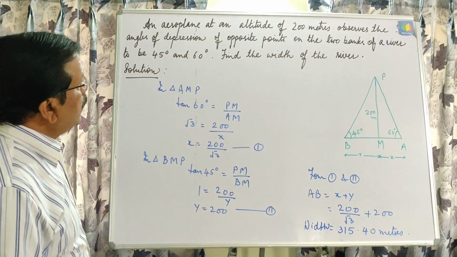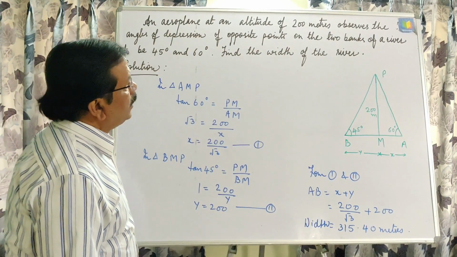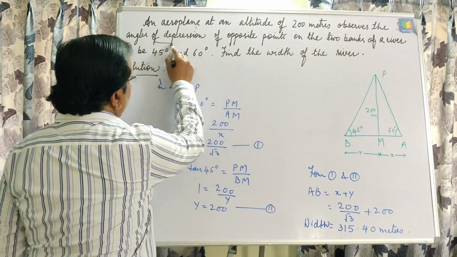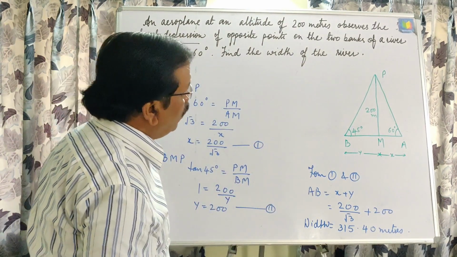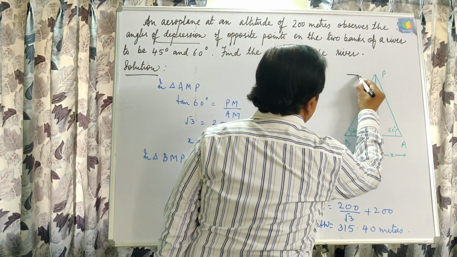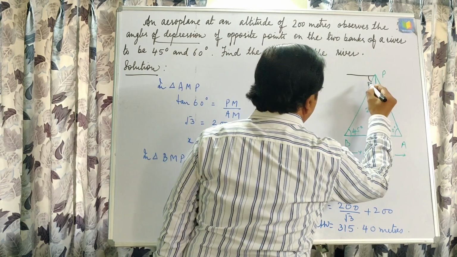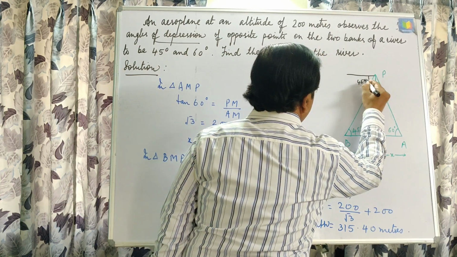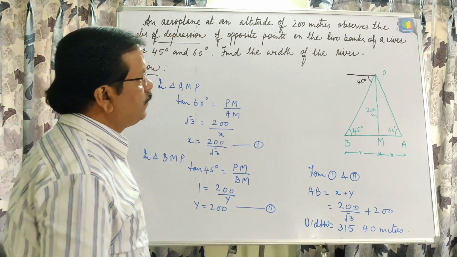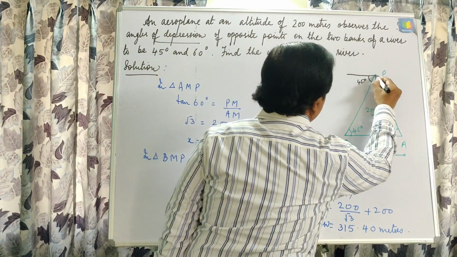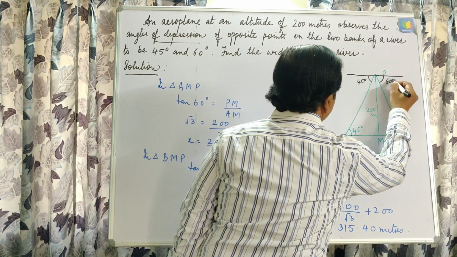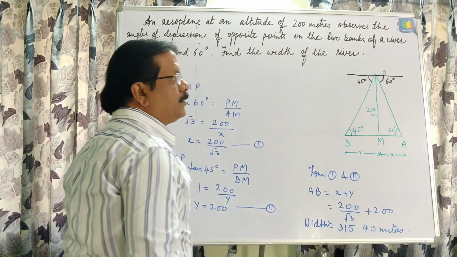An aeroplane at an altitude of 200 meters observes the angle of depression of opposite points on the two banks of a river. This is the angle of depression, and ultimately this is 45 degree, so alternate angles will be equal. This will be 45 degree, and this is observed towards the other end, then this angle will be 60 degree, so this will be 60 degree.